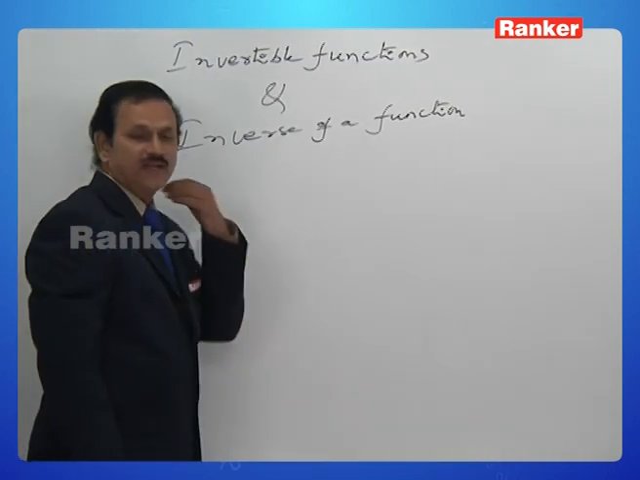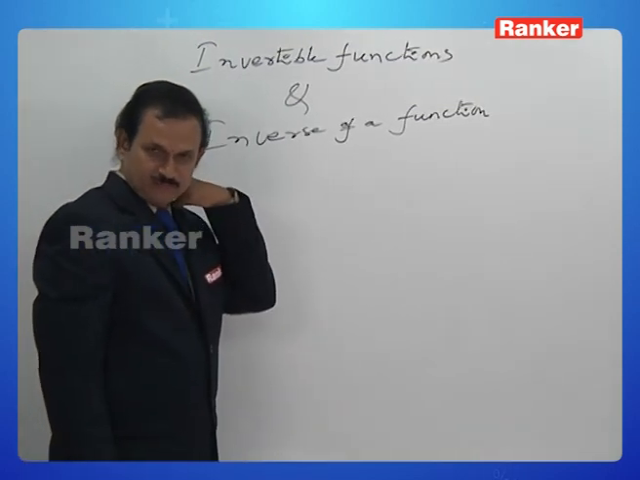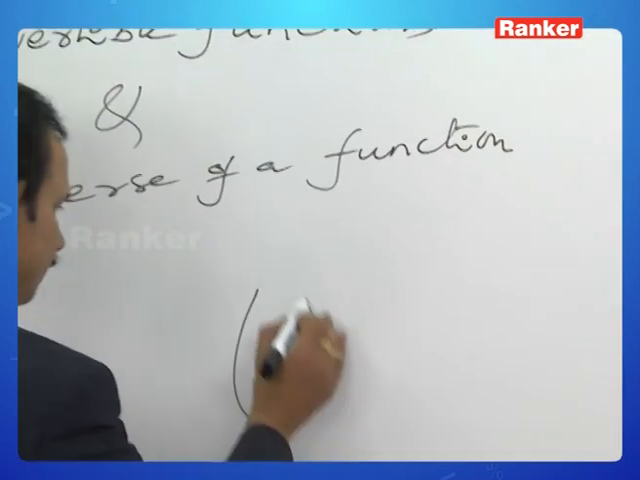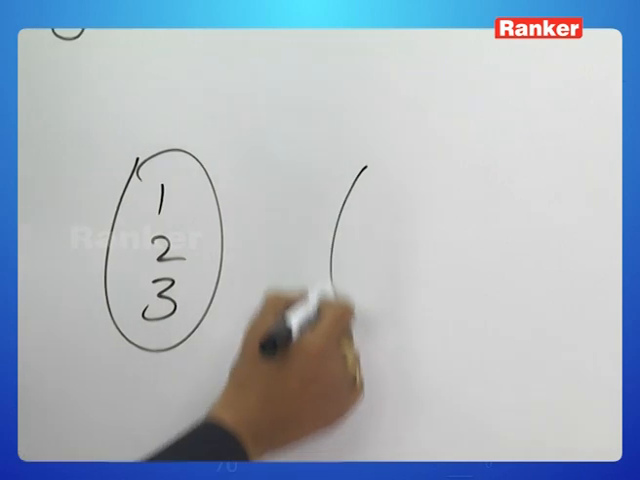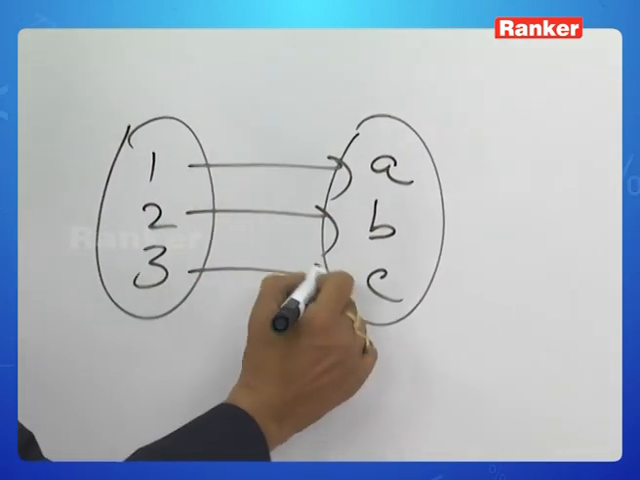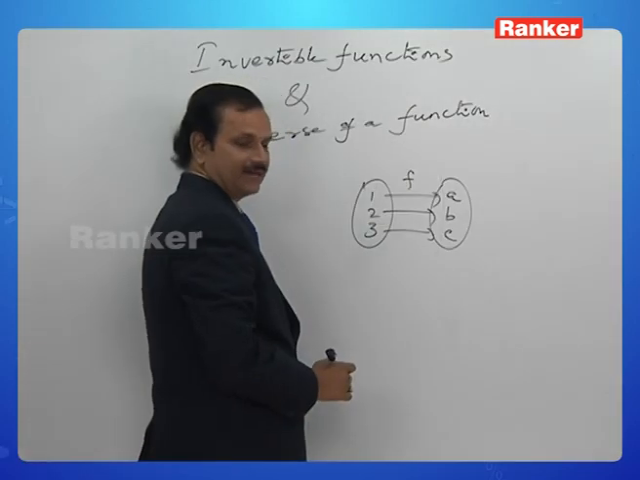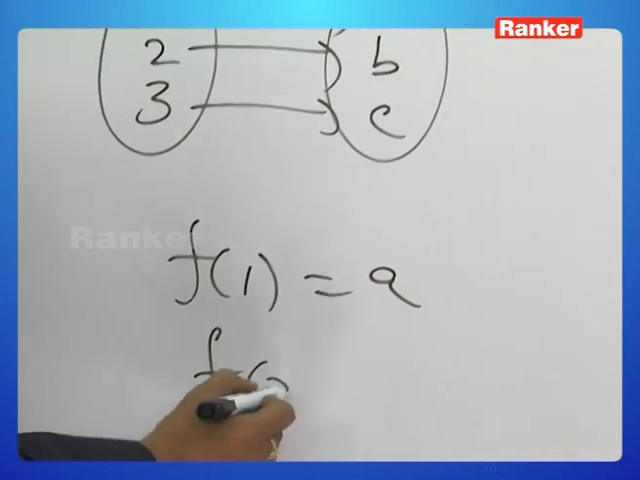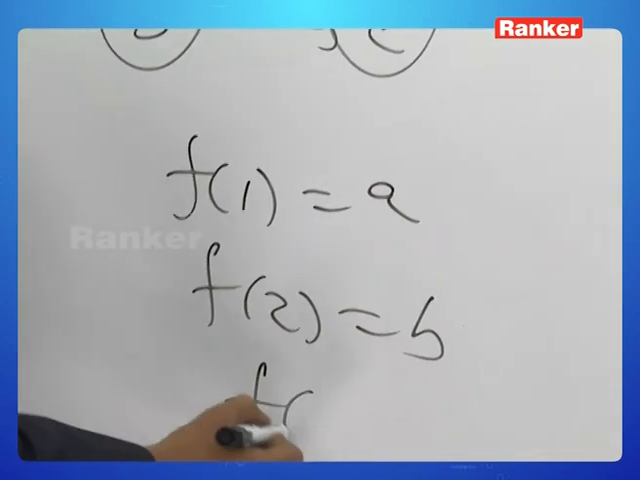Invertible functions and inverse of a function. What do you mean by invertibility? You observe here 1, 2, 3, A, B, C, F. From this diagram you say f of 1 is equal to A, f of 2 is equal to B, f of 3 is equal to C.